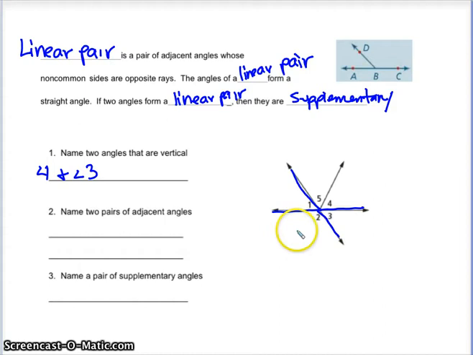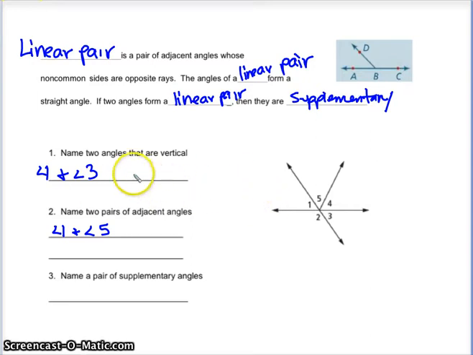Name two pairs of adjacent angles. Alright, so let's clear this out. One example of adjacent angles could be 1 and 5. Angles 1 and 5 could be adjacent angles. And I'll let you guys find a pair of supplementary angles. So go ahead and take a moment and name one more set of vertical angles and one more set of adjacent angles, and then try to find some supplementary angles in there. Pause the video and then check your answers.